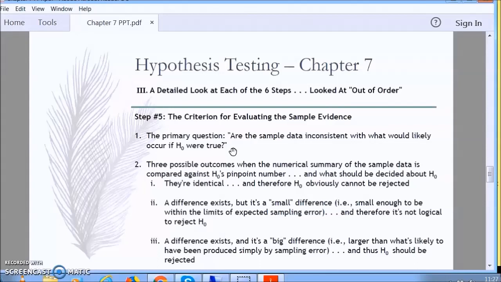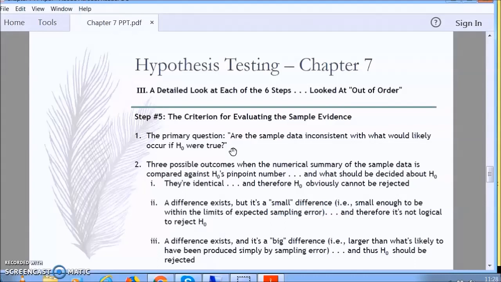So there are 3 possible outcomes when the numerical summary of the sample data is compared with the null hypothesis pinpoint number. And that leads to your decision about the null hypothesis. If they are identical, obviously the null hypothesis cannot be rejected. That means it is true.